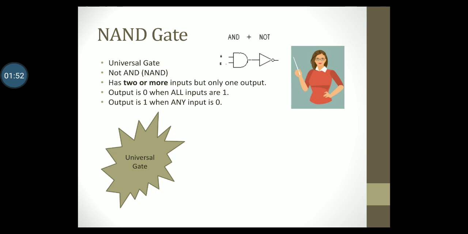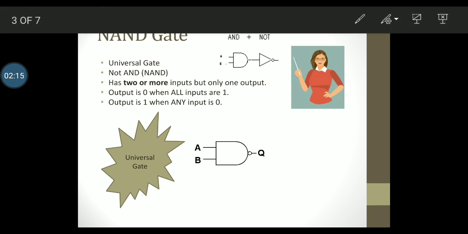The NAND gate will have an output of 0 when all inputs are 1. It will give an output of 1 when any of the inputs are 0. The logic diagram for the NAND gate looks like this. What you see here is basically an AND gate followed by a bubble at the tip.